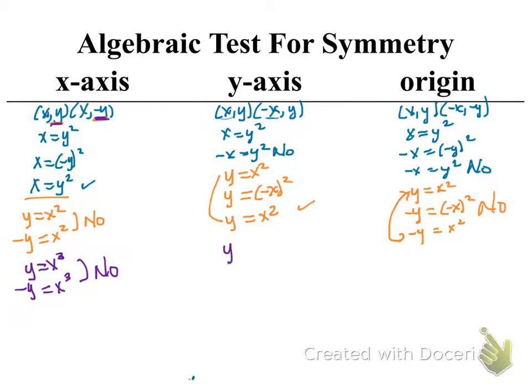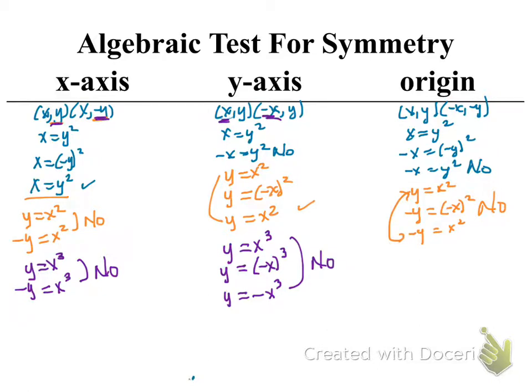If I check it for the y-axis, y equals x cubed is my original, and here I would have to replace x with negative x. So y is equal to negative x cubed. Well, a negative cubed will be a negative times a negative times a negative, and that would still be a negative, so it would become negative x cubed. Those two are not the same equation, so it's not symmetric to the y-axis.